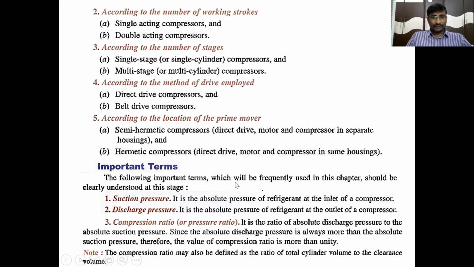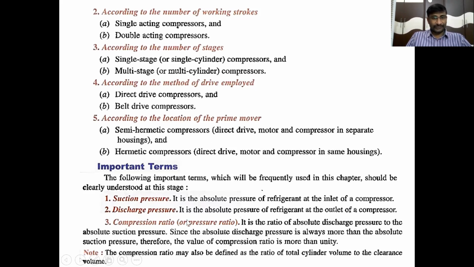The following important terms will be frequently used in this chapter. Suction pressure. What does suction pressure mean? That is the evaporator pressure. It is also called the evaporator pressure. It is the absolute pressure of the refrigerant at the inlet of the compressor. The absolute pressure of the refrigerant at the outlet of the compressor is called the discharge pressure. Simple. At inlet, suction pressure. At outlet of the compressor, discharge pressure.